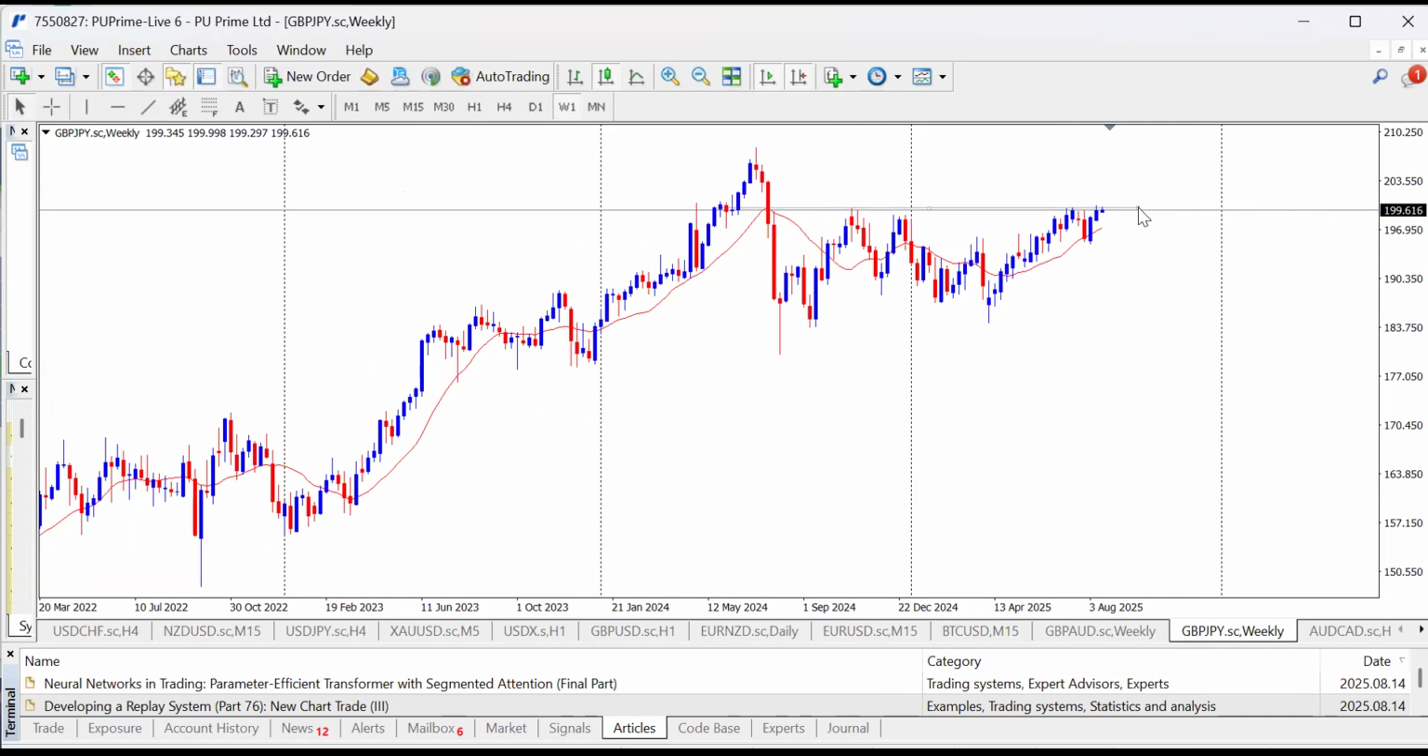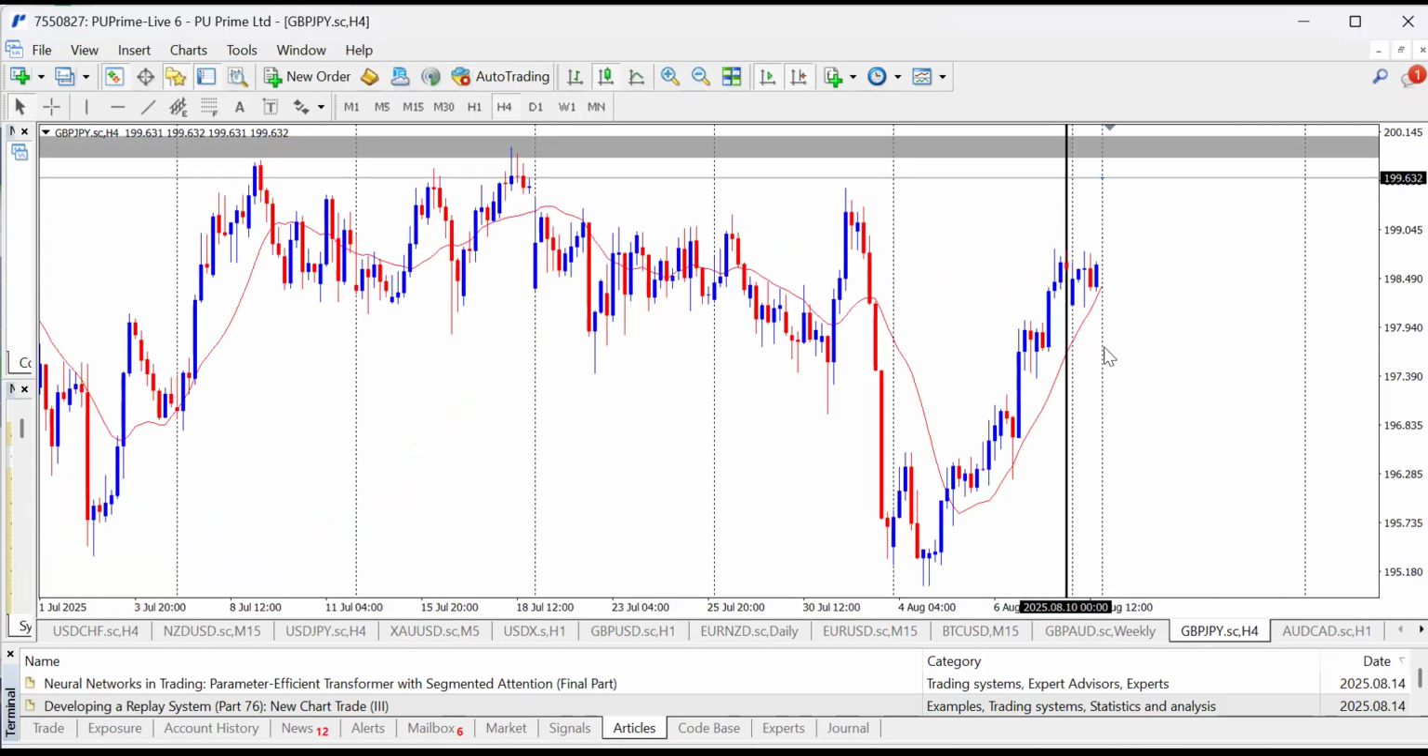So this is my weekly time frame perception. I use this to see if you have a break in any structure on 4 hours. So I go to 4 hours. You see there's no break.